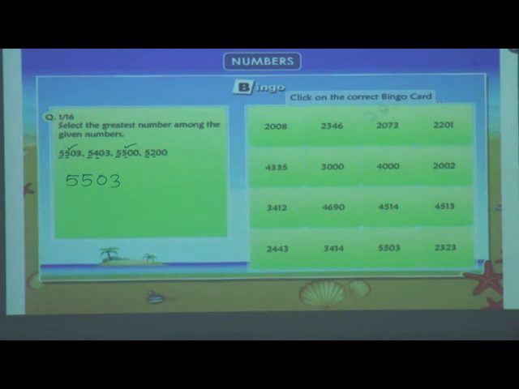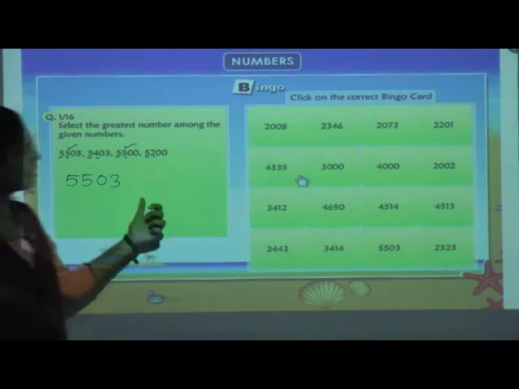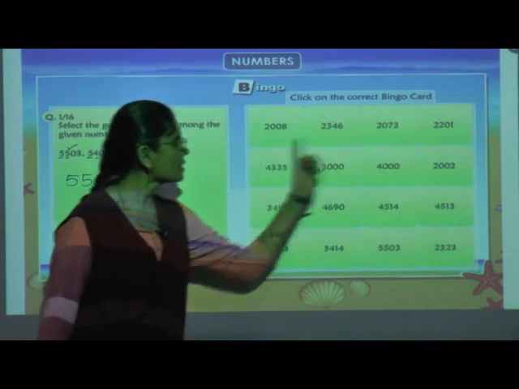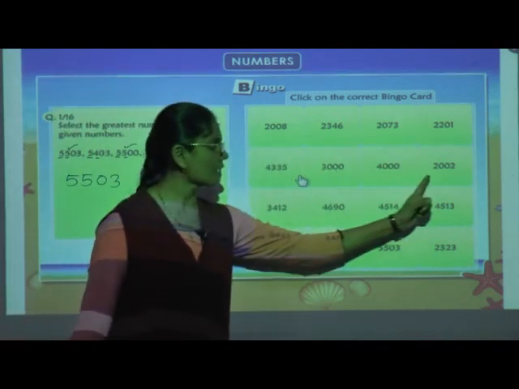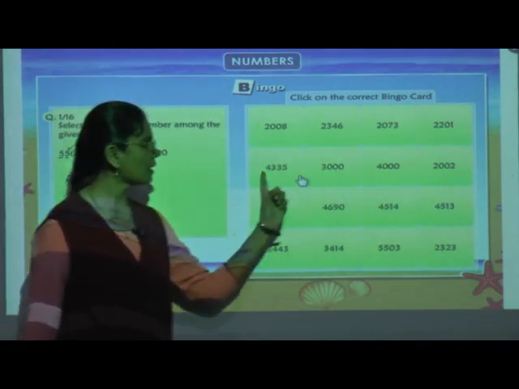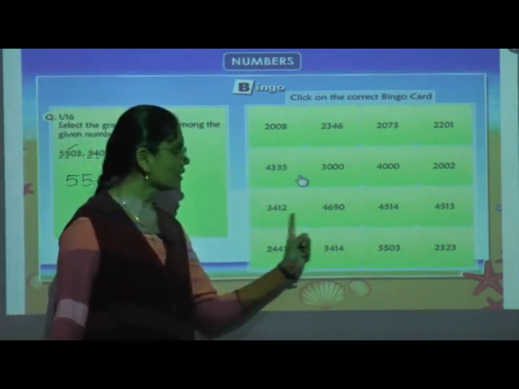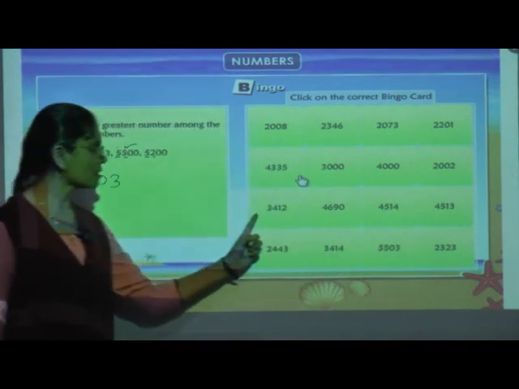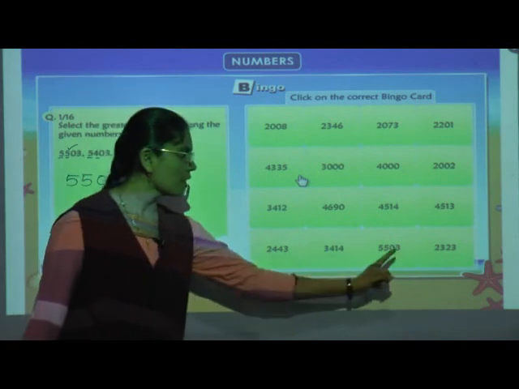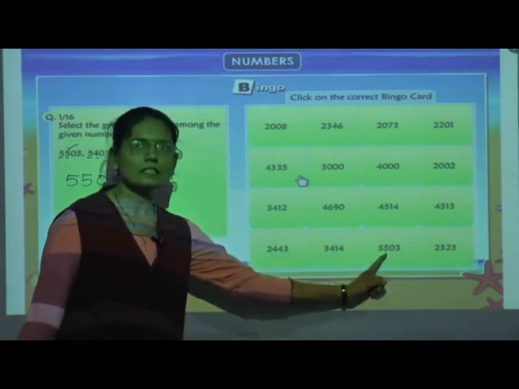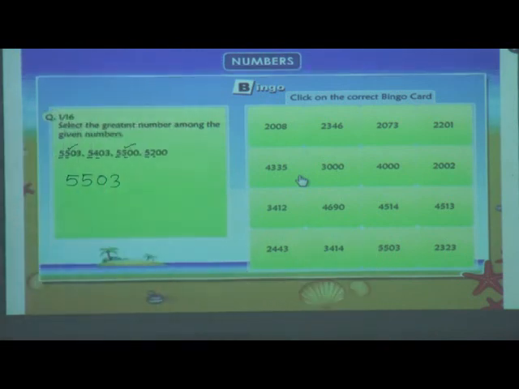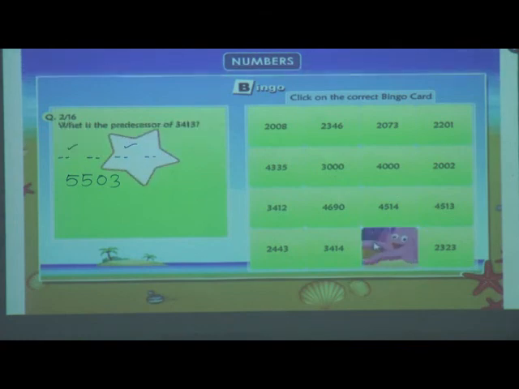Now can you see where it is? Where is this number, 5503? Here it is? No. See this second line? Can you see this number here? No. Here also the number is not there. Then where is the number? Yes, the number is here. So I will click on that number. If we get the star, yes, we got the star, means our answer is correct.